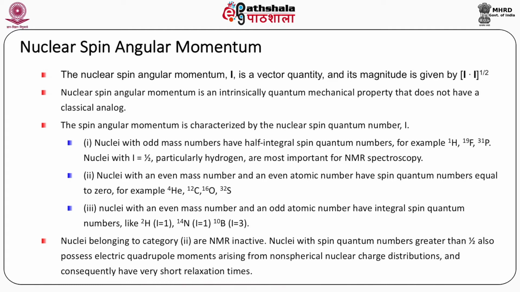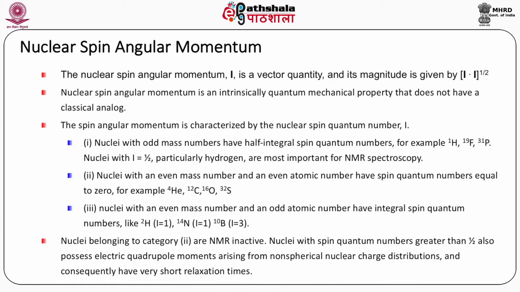Nuclear spin angular momentum is an intrinsically quantum mechanical property that does not have a classical analog. And this is very important because most of the students would come across a very simplified explanation of rotation of charge, the nuclei being charged, so a rotating charge producing magnetism. But in actuality, nuclear spin angular momentum does not have a classical analog, and it is an intrinsically quantum mechanical property, and its various manifestations are best dealt with by applying quantum statistical methods.